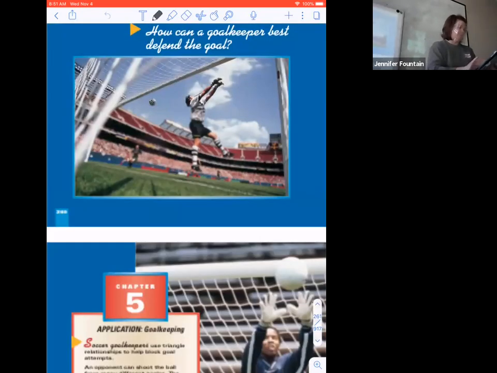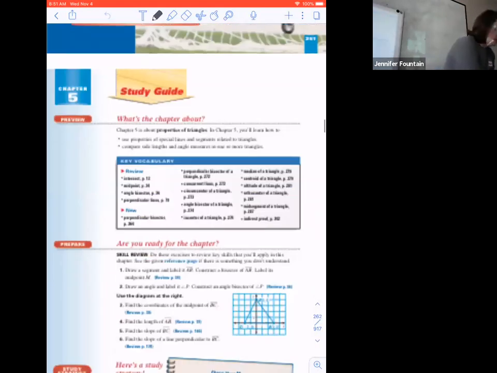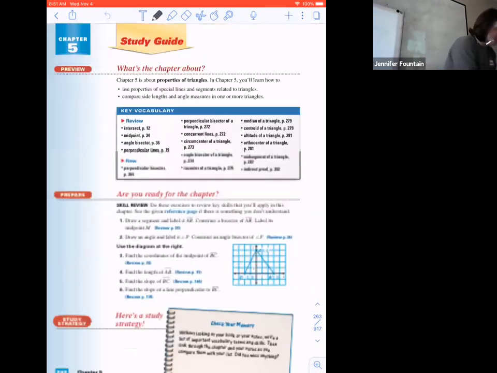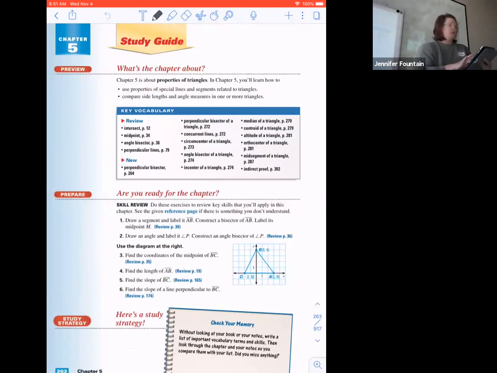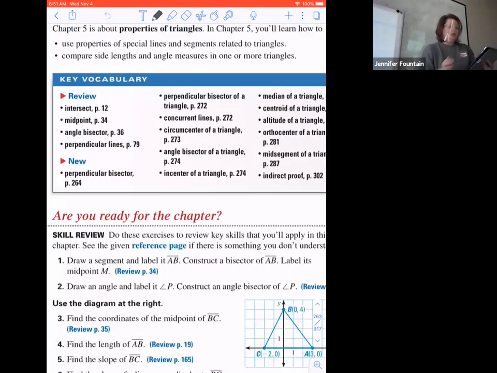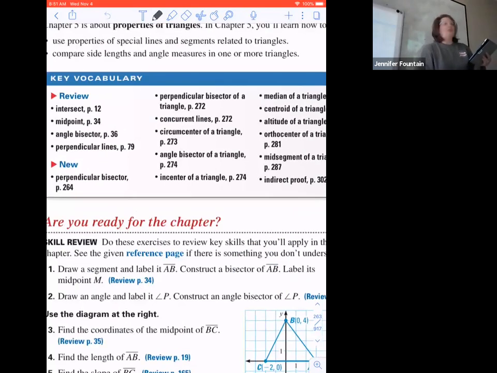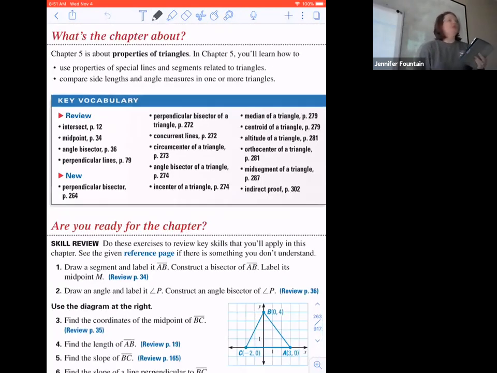Okay. So you can see at the beginning, this is on page 262. What is this chapter about? It gives us our key vocabulary. So a little hint there is if it's vocabulary, probably it's something that would be good to go in your lesson notes when you do your assignments. Just know that it does not have to be the whole definition or bullet. Okay. Are you ready for the chapter?